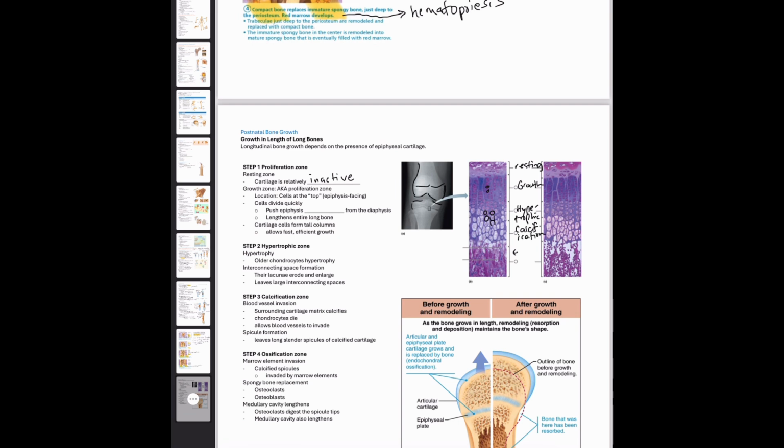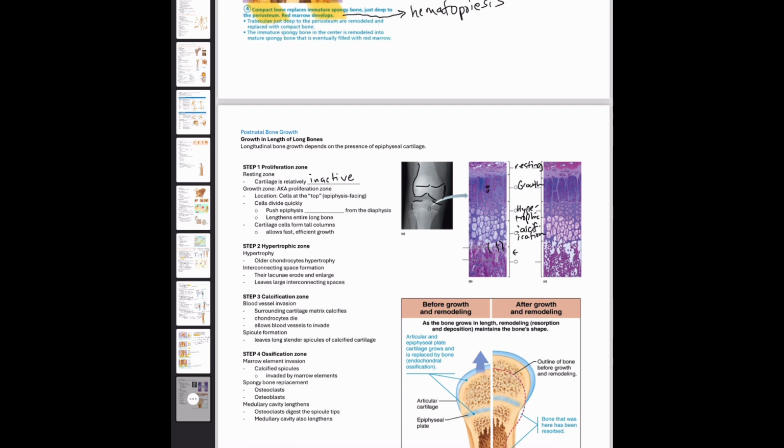Over here we get some of the blood vessel invasion, and then some of those different chondrocytes are going to die. Like we talked about earlier, once they start to secrete that calcium, they become impermeable to the nutrients, and then from there they're going to die. And then you can also see that spicule formation. These are the spicules that are further coming down.